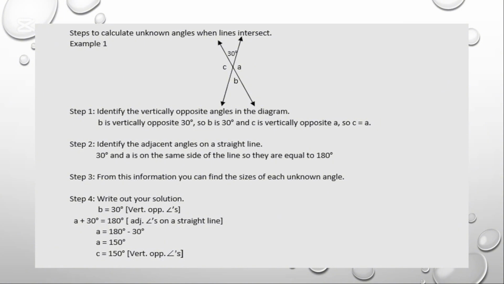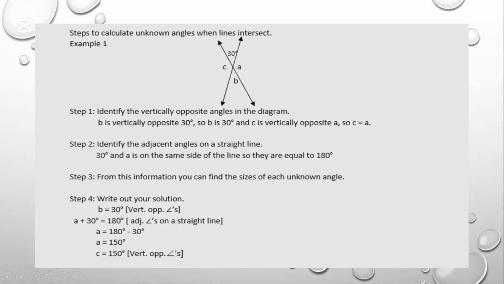Step 2, identify the adjacent angles on a straight line. 30 and A, you can see there, they're on the same side of the line, so they are equal to 180. From this information, you can find the sizes of each unknown angle. So you write out your solution.